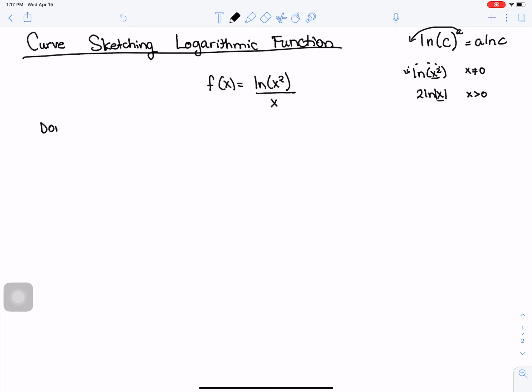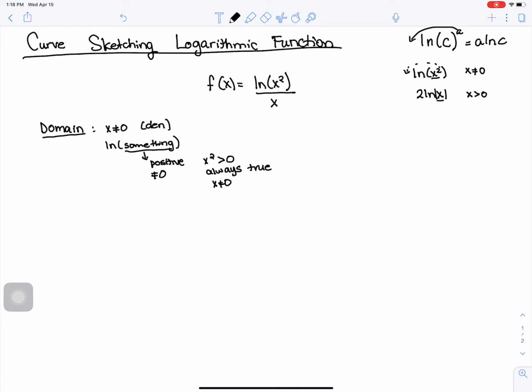So let's go through and do our domain. Now we can't have 0 on the denominator, so x cannot equal 0 for the denominator. On the numerator, a ln of a function, so ln of something. In the argument, this something needs to be positive, greater than 0 and not equal to 0. So again, here we want to think about x squared being greater than 0, which is always true, except when x is equal to 0, we want x not to be 0.